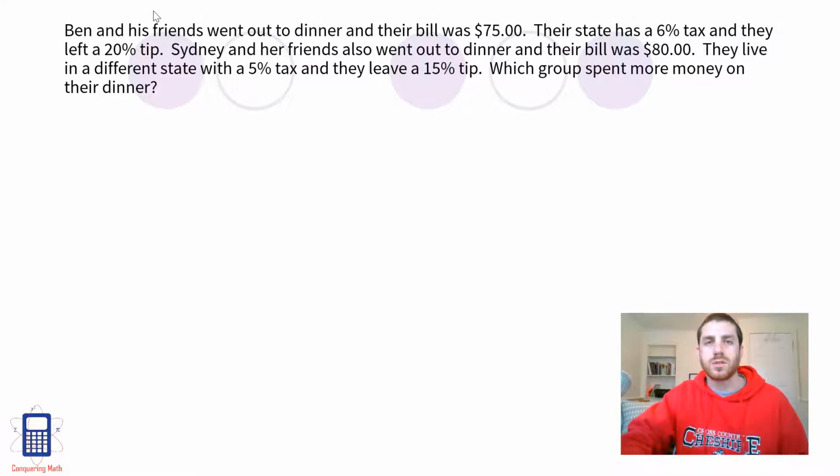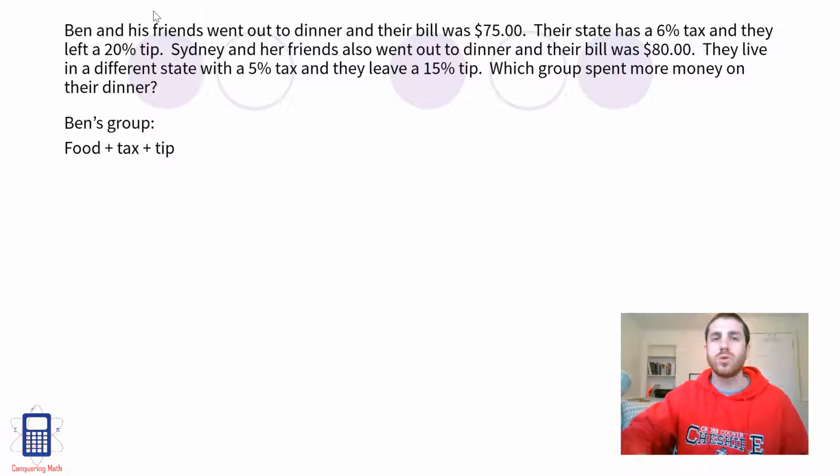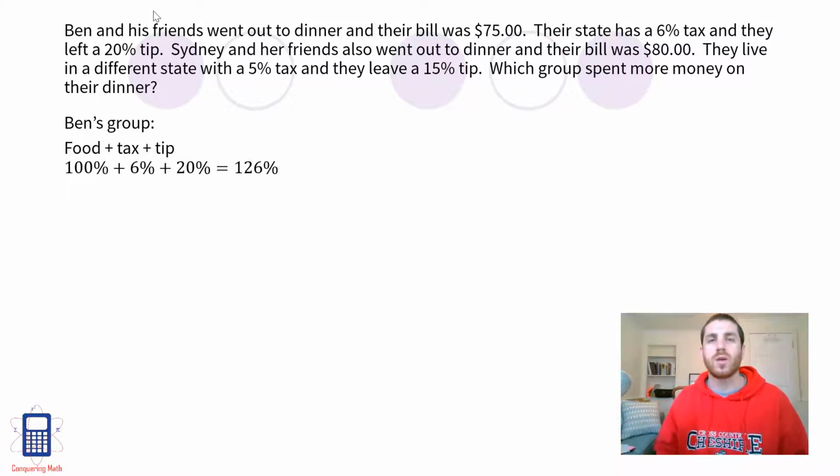So let's take a look at Ben's group. They paid for food plus tax plus tip. The food was their original cost for their bill, so we'll set that as 100%. Then they pay an extra 6% for tax and an extra 20% for tip. And so if you add all these together, they've paid 126% of their original bill.